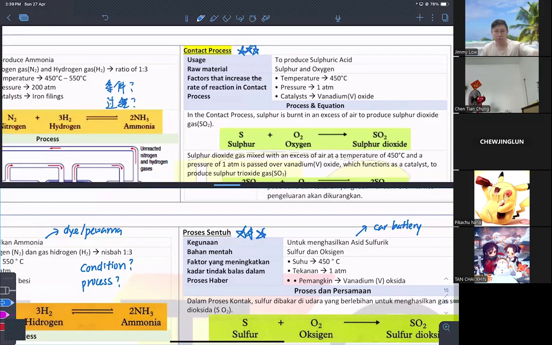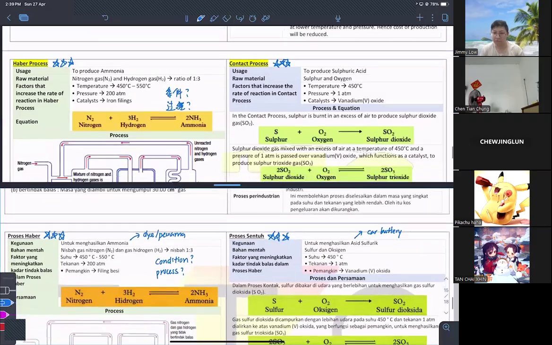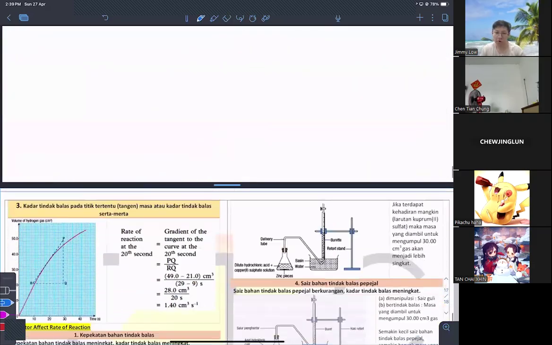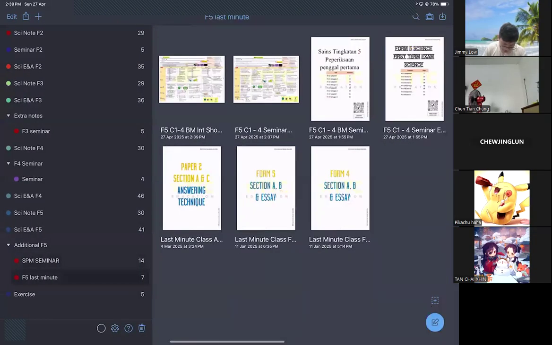All right, so basically the points are here for your Form 5 chapter 1 until chapter 4. There are no more points already. So the next one is here.